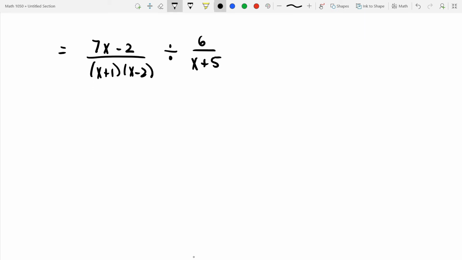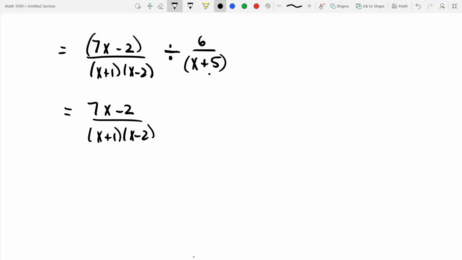Even if this was like a 7x minus 2, if that's a division, you can't cancel. You can never cancel with division. You have to write it as a multiplication. So this is going to be 7x minus 2 over x plus 1 times x minus 2. I'm going to keep parentheses like that. Write it as a multiplication, x plus 5 over 6. Parentheses around that, showing they're stuck together.